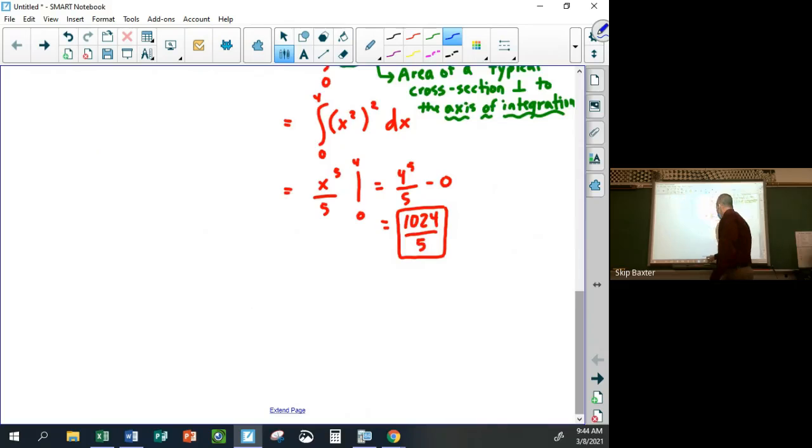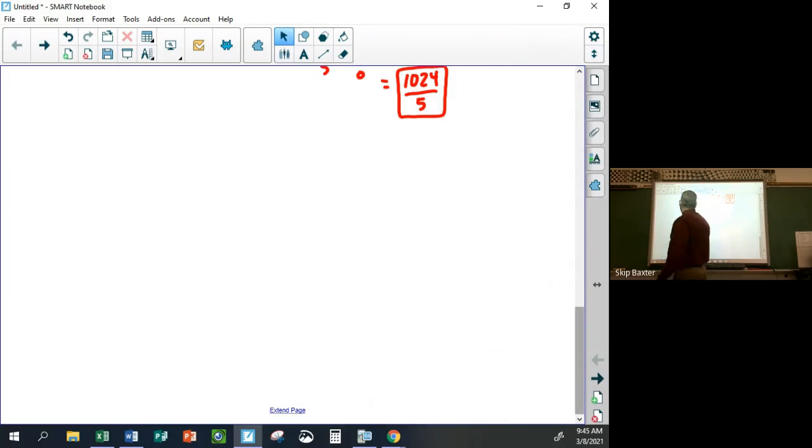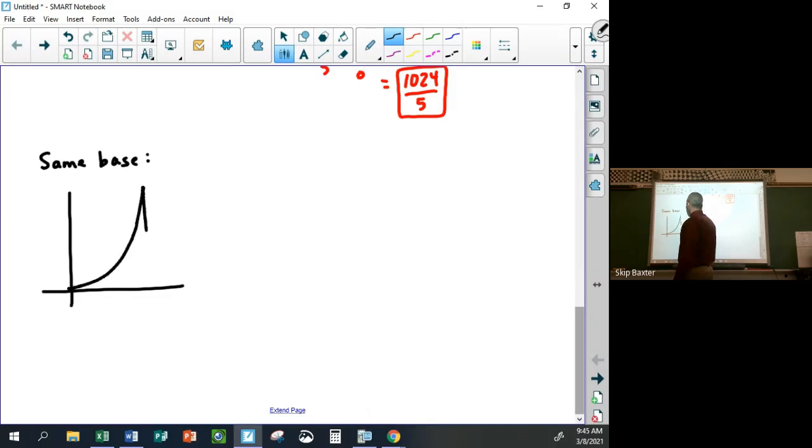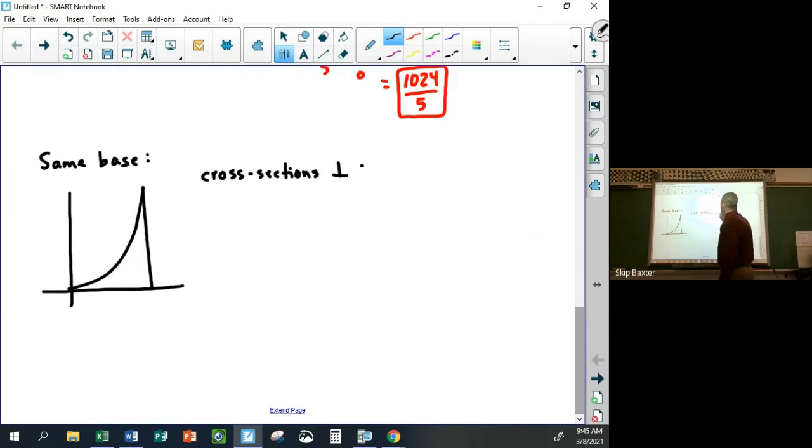All right, so what if I had same base, which is this little triangular thing like that, same base. But this time, suppose that cross-sections perpendicular to the x-axis are semicircles.